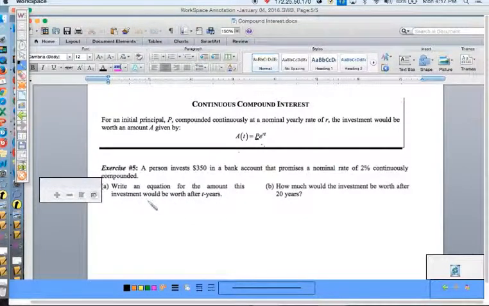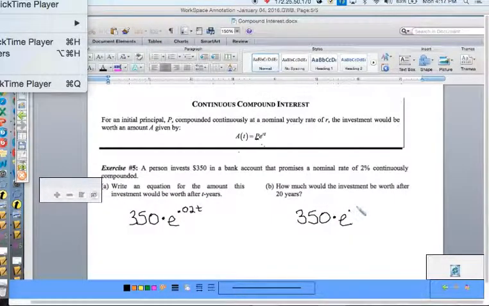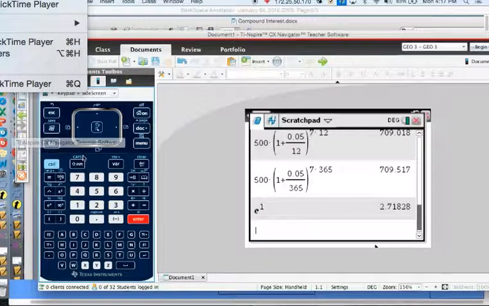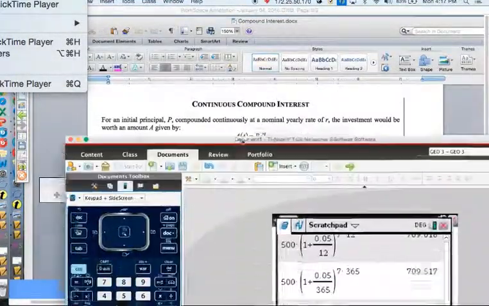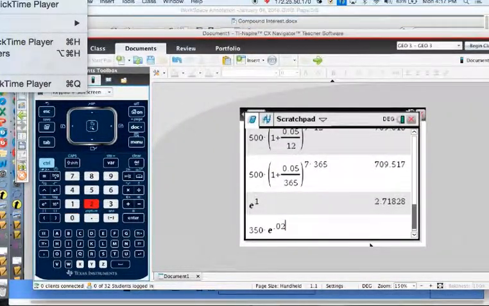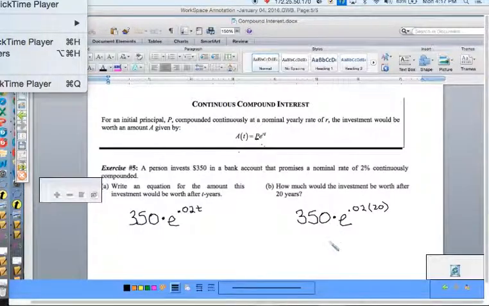So if you're investing this 2% continuously, we use 350 times E to our rate, and then it says for T years. So after 20 years, we'd have 350 times E to our rate times 20. So we have 350 times E. Our rate is 2% times 20. So continuously, we would end up with $522.